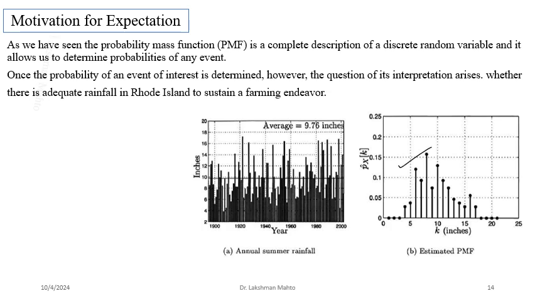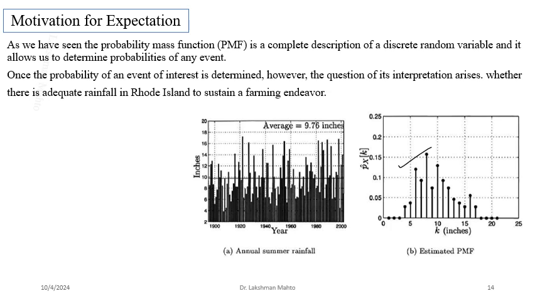Now the question is whether knowing the value of the random variable and the corresponding probability mass function is enough. Can we talk about everything from those two? The question is whether there is adequate rainfall, in this data from Rhode Island, which is under the USA, to sustain a farming endeavor. If you get a rainfall distribution of one area, is that enough to talk about farming?